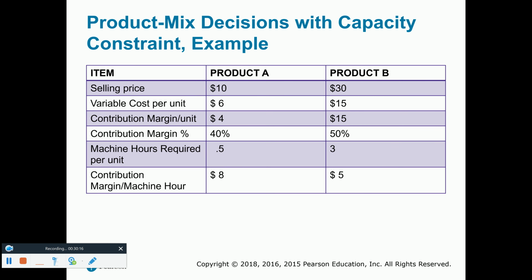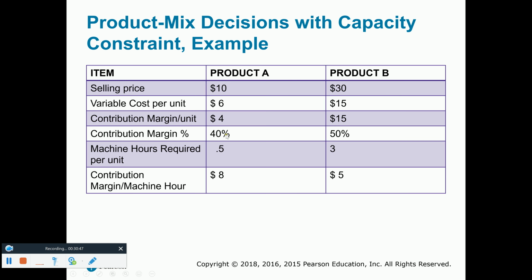Okay, simple example. Let's say we make two products, product A and product B. We could see product A has a selling price of $10, variable cost of $6, therefore your contribution margin per unit is $4, which works out to 40%. 4 divided by 10. Product B, selling price is $30 minus a $15 variable cost will give us a $15 contribution margin. 15 divided by 30 is 50%.